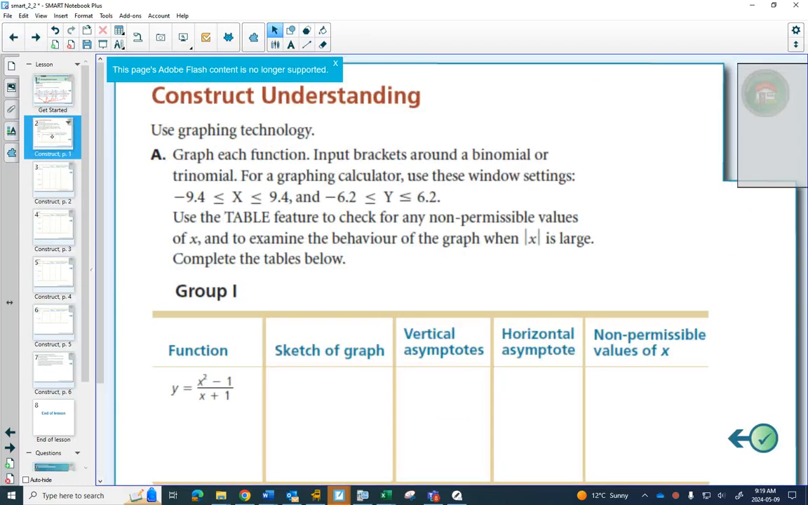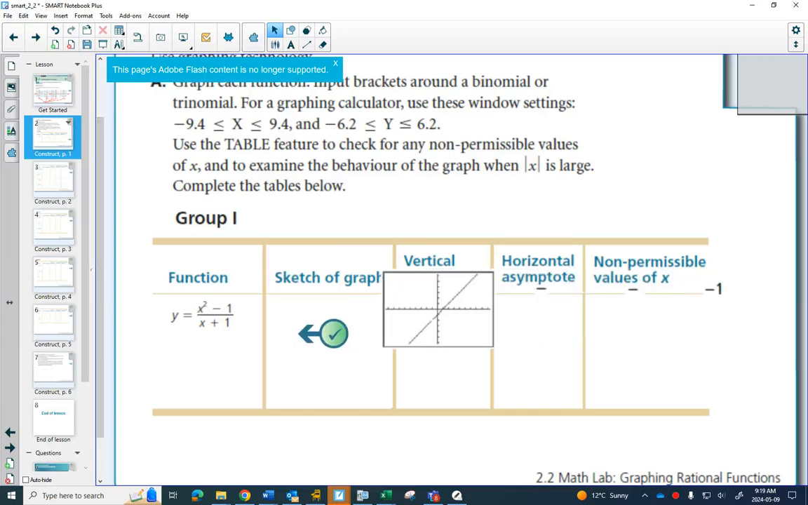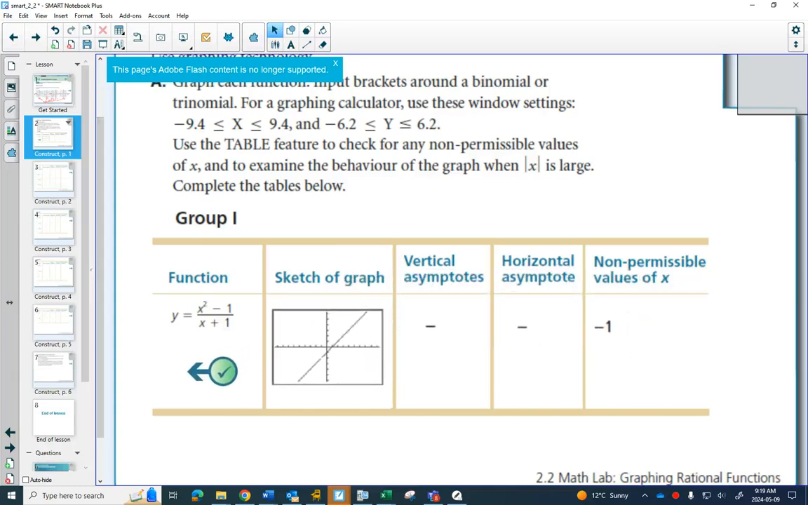We're going to look at what happens when we graph these. And normally I would get you to use graphing calculators, but because we want to go faster, I'm going to show you what would happen if you graph this yourself.